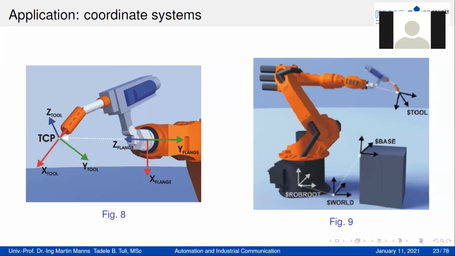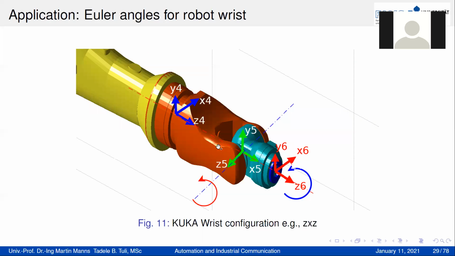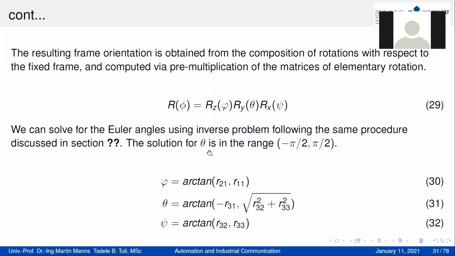Okay, so from this, I can pass this one. The other topic is about Euler angles and the quaternion space.